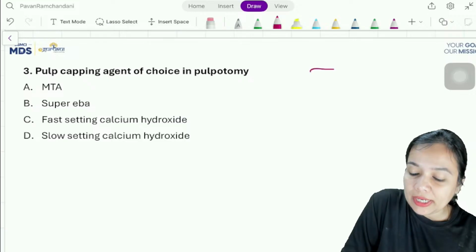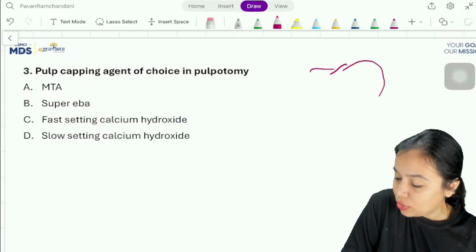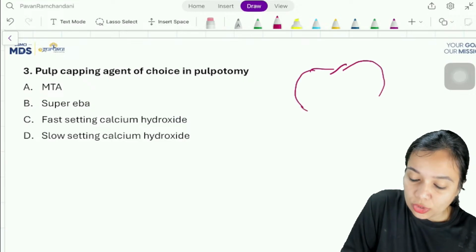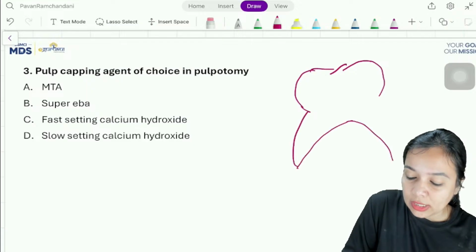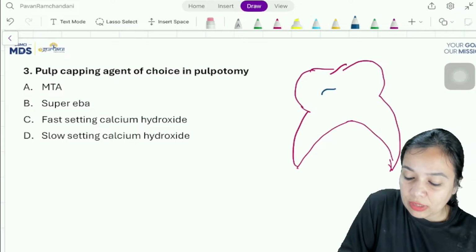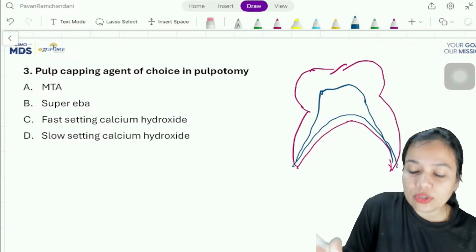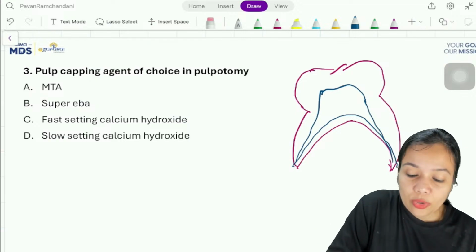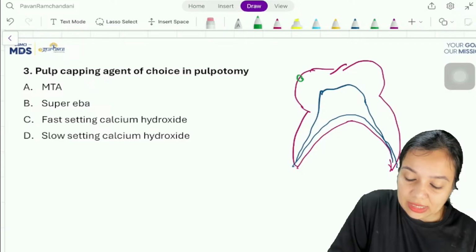So this, my dear children, is your tooth. So this is your tooth. These are the roots of the primary tooth. And then inside we have the pulp in blue color, say. So this is the pulp. Okay. Now you have caries that are, for example, up till here.